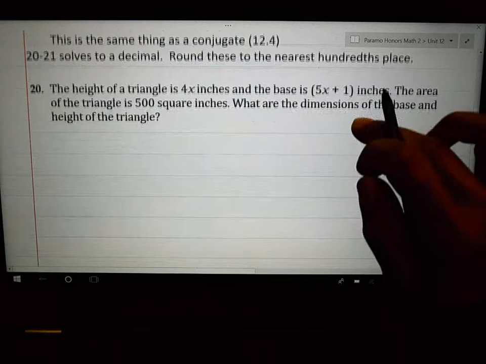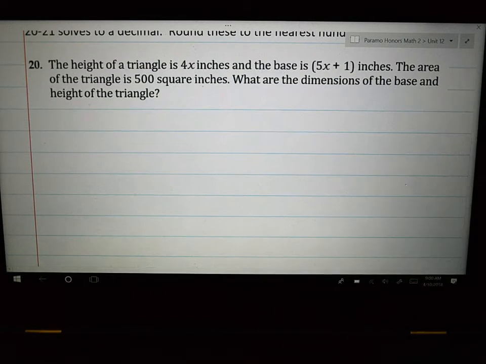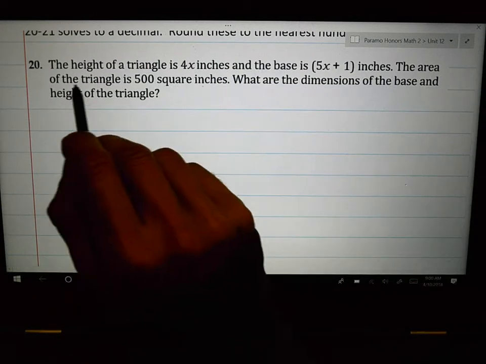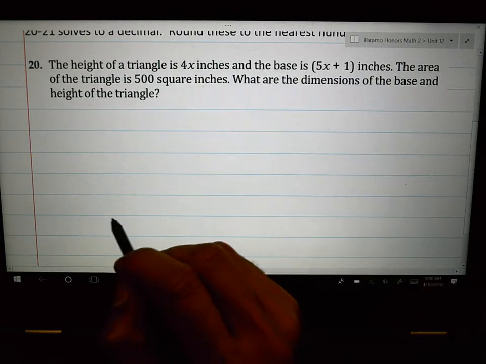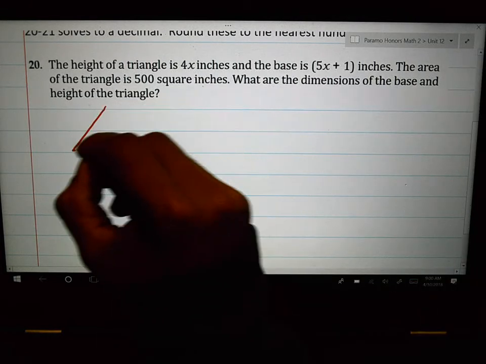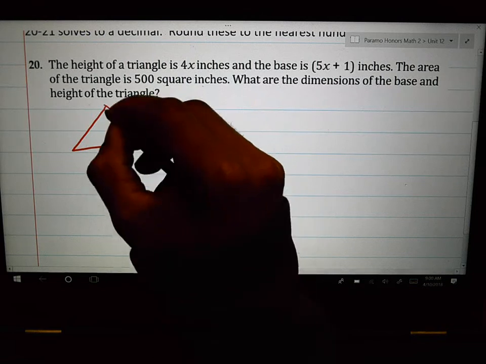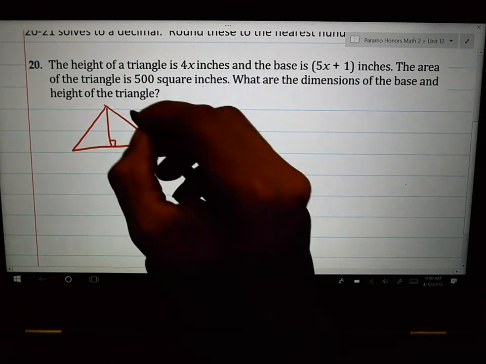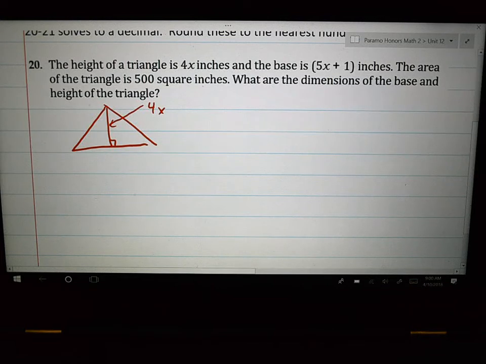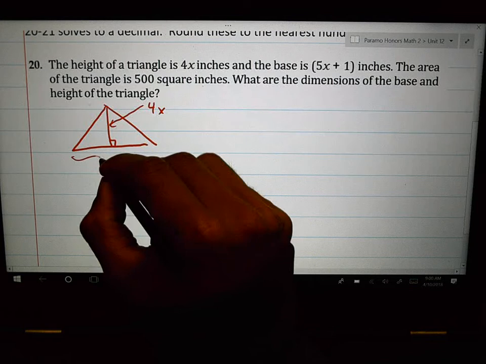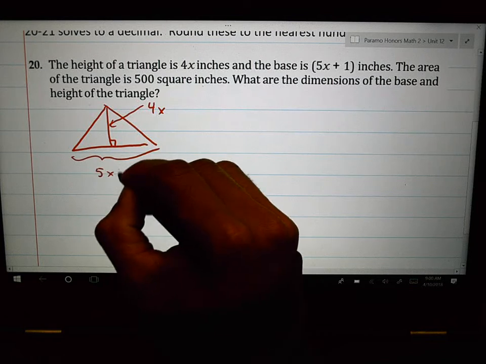Let's do an example like number 20. The height of a triangle is 4x inches, and the base is 5x plus 1 inches. The height is 4x inches. The base is 5x plus 1 inches.